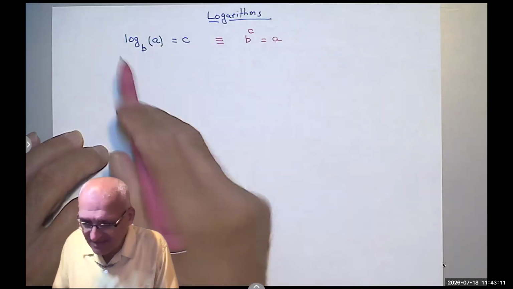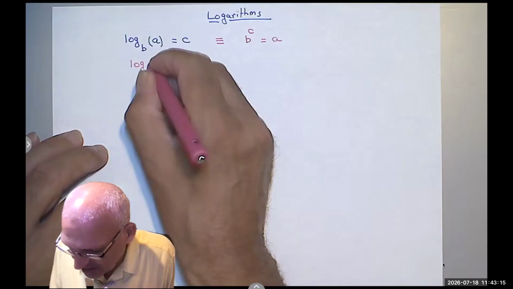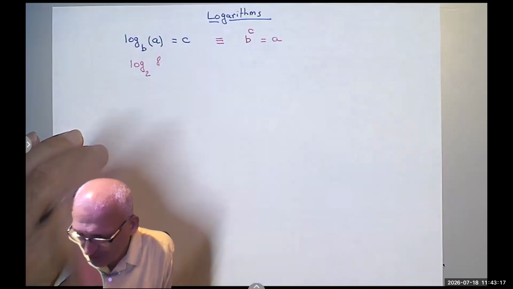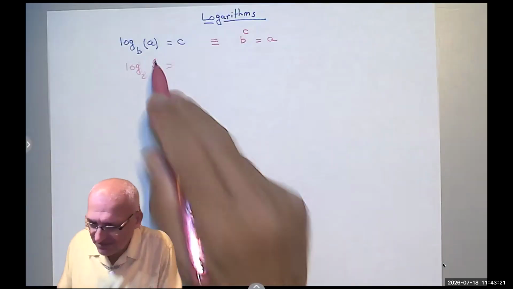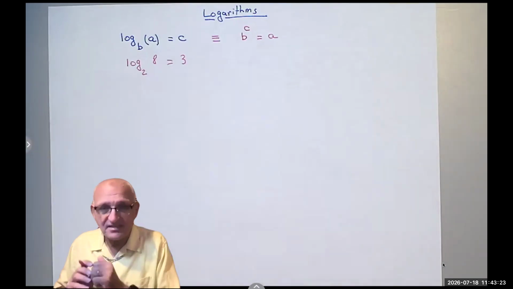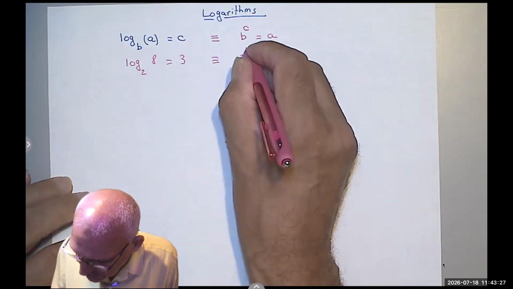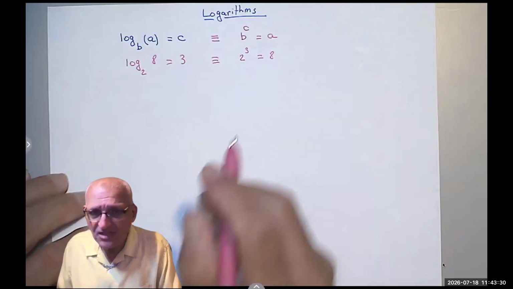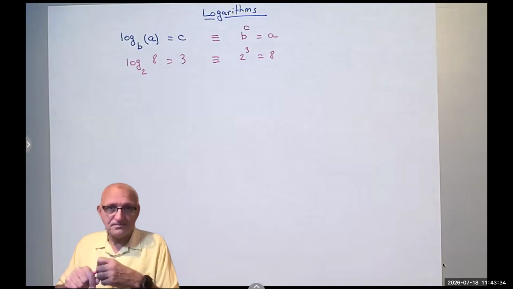For example, you see how easy it is. I can say log of 8 to the base 2. I'm asking, what power of 2 gives me 8? 3. That's equivalent to saying 2 to the third equals 8. So it's just another way of representing a function.